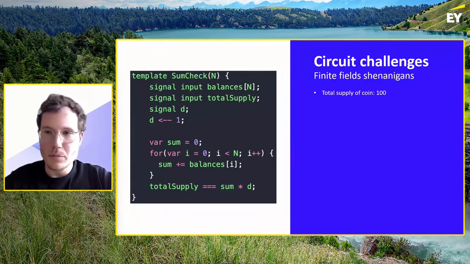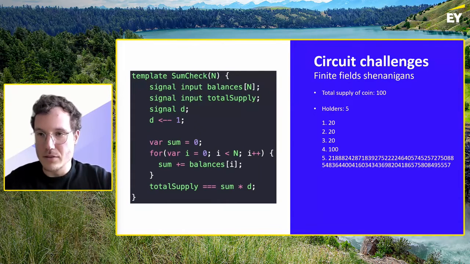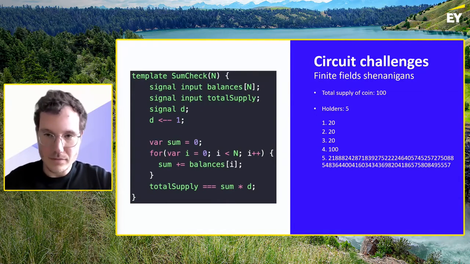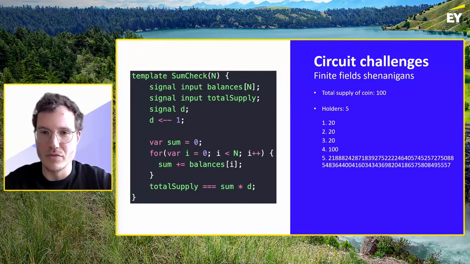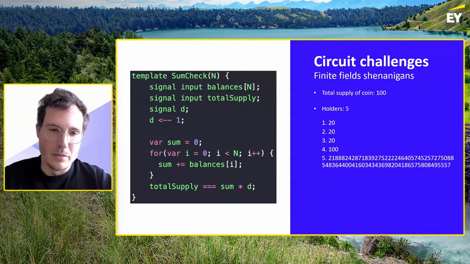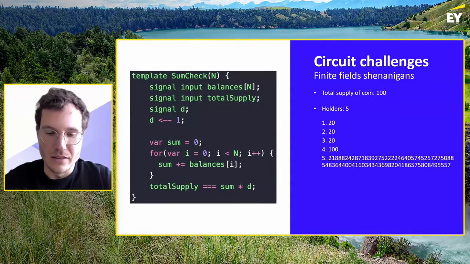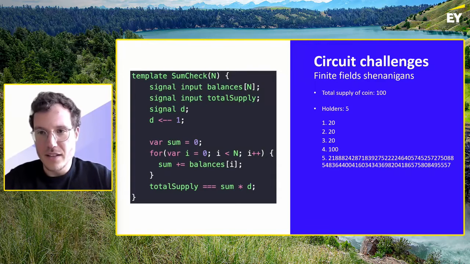So in our example, we will have a total supply of 100 tokens, and we will have 5 holders. The first holder has 20, the second one also has 20, the third one the same, so far so good. Then the fourth one has 100, which seems a bit weird because it's the maximum number of tokens we should have. And the fifth one has a huge number. So what happened there? As I previously mentioned, we are in a finite field. In this finite field, if we sum up those 5 values, we end up at 100.